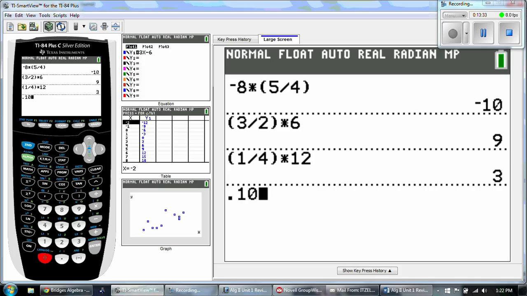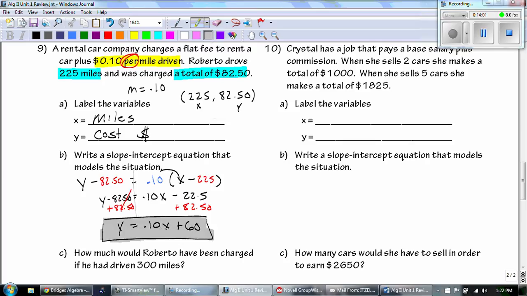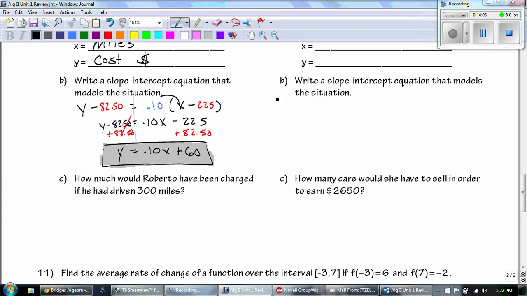I have to do 0.10 times 225 and we get 22.5. And to get the y by itself, I add the 82.50 to both sides. And when we do that, we get y equals 0.10x plus 60. So that's my equation.